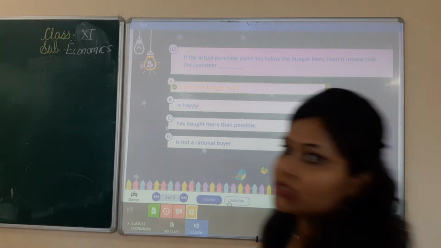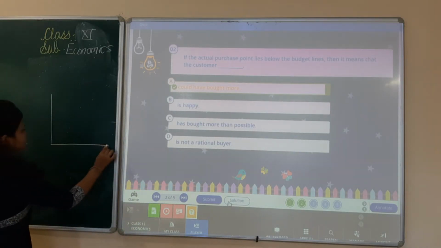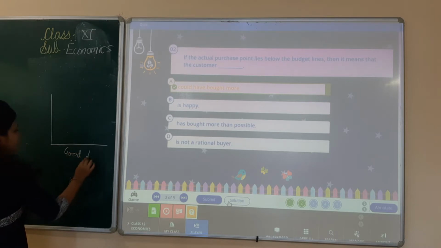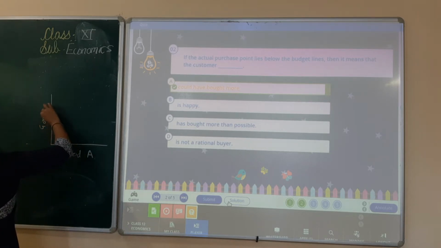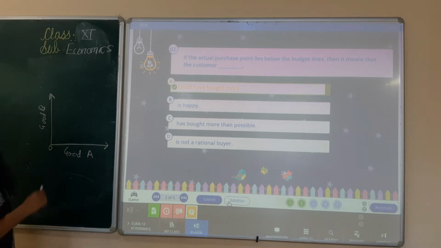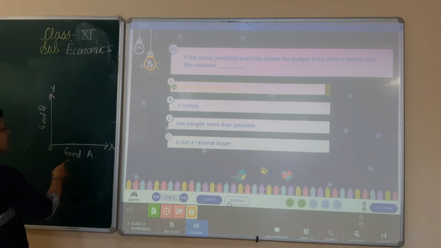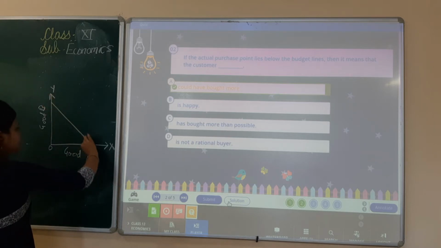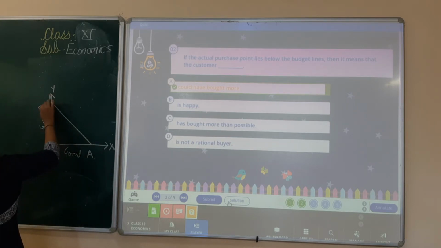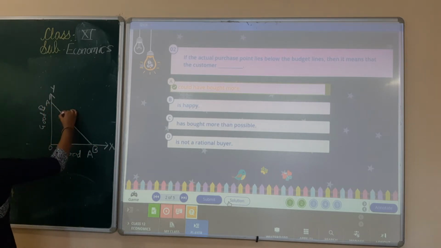Like for example, just see on the green board that here two goods are there, good A and good B. Whenever we are drawing any graph, don't ever miss labeling everything. This is the x-axis, this is the y-axis. What we are showing on the x and y-axis: good A and good B. Now this is the budget line. Let's name it A and B. This point is A, this point is B.